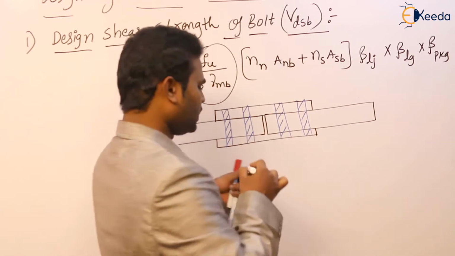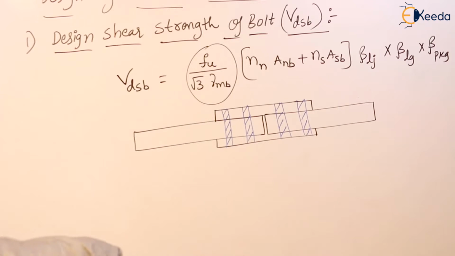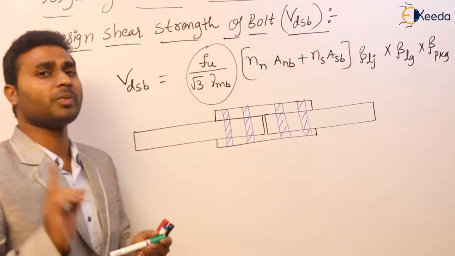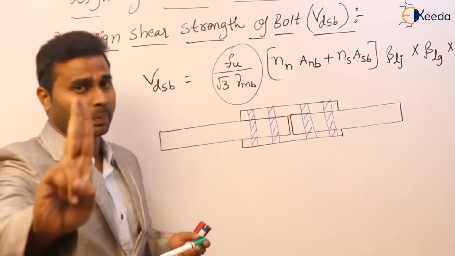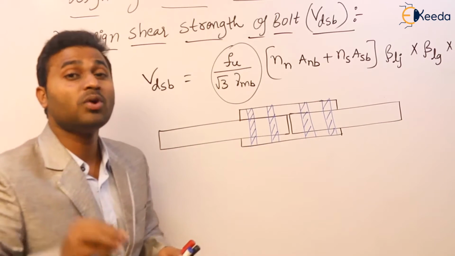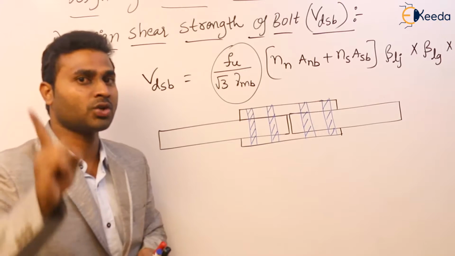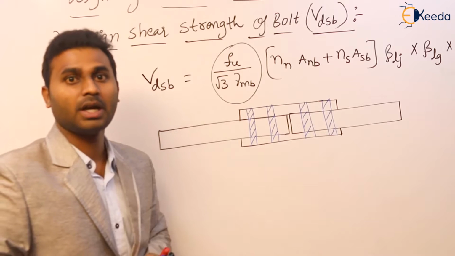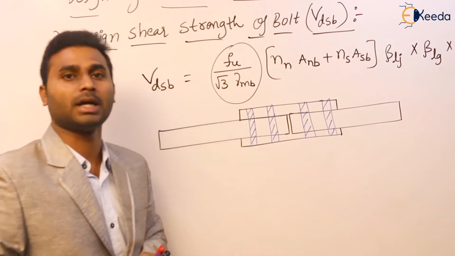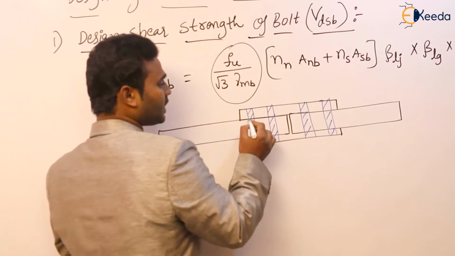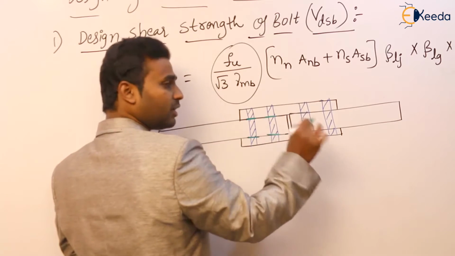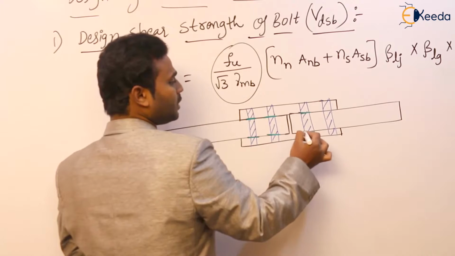In this case, tell me where the shear planes are. This is a double cover butt joint. For a double cover butt joint, how many shear planes are there? 2 shear planes. Yes or no? That is why the bolts in a double cover butt joint are subjected to double shear. It is a very important concept to be remembered. Clear? Here the 2 interfaces are there, so for every bolt there exist 2 shear planes.